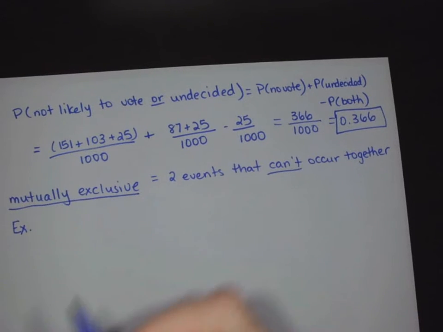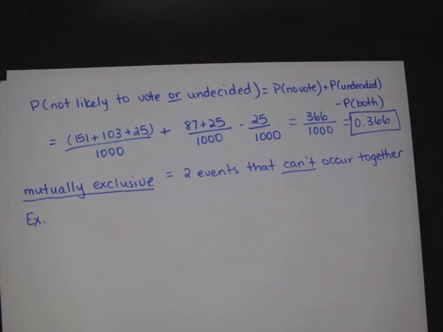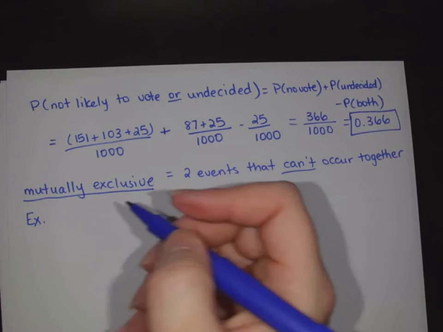An example of mutually exclusive would be heads and tails, right? You can't be both heads and tails in the same flip, right? The coin is going to land either on heads or tails. It can't land on both.